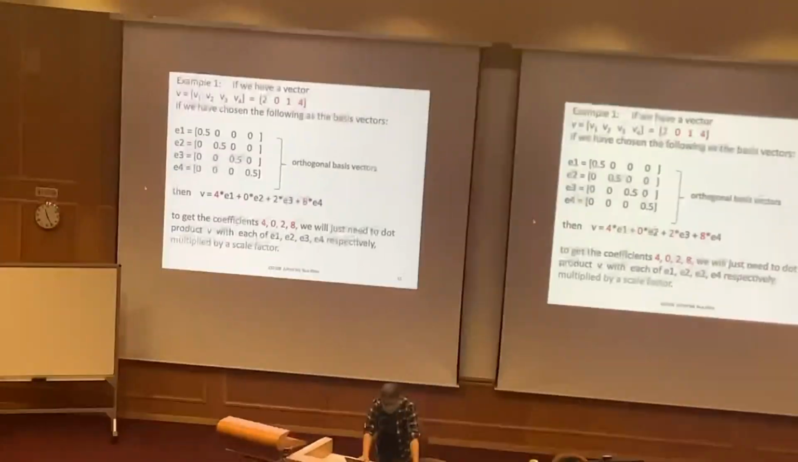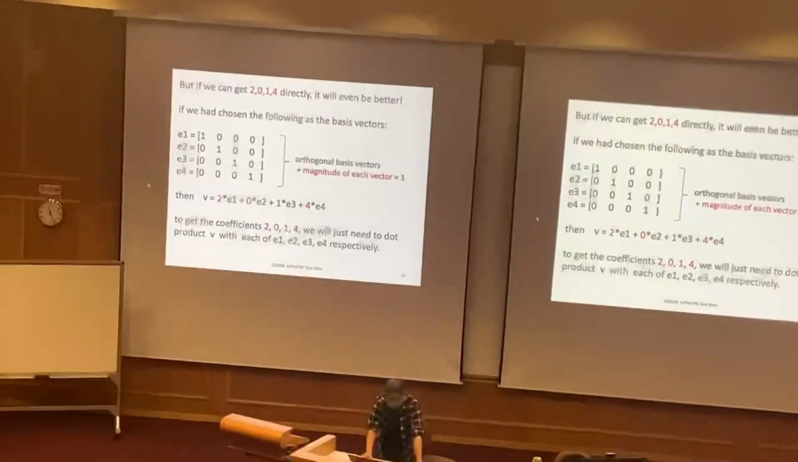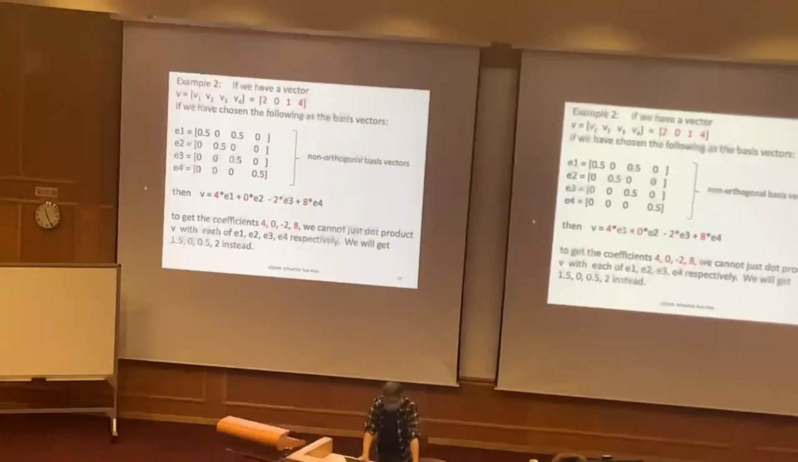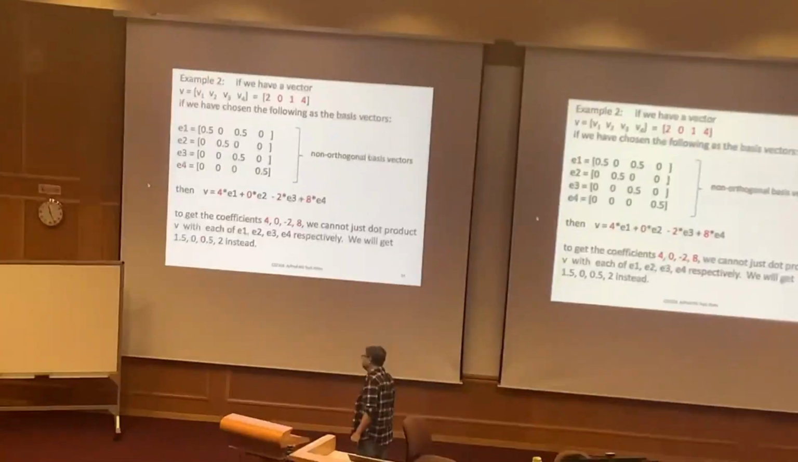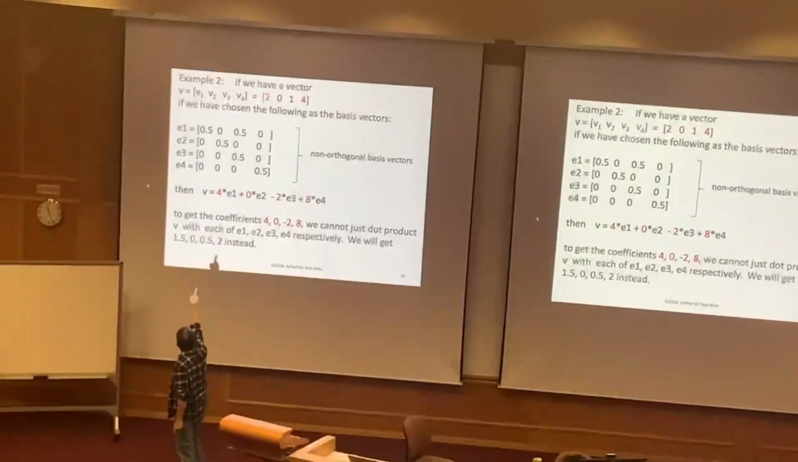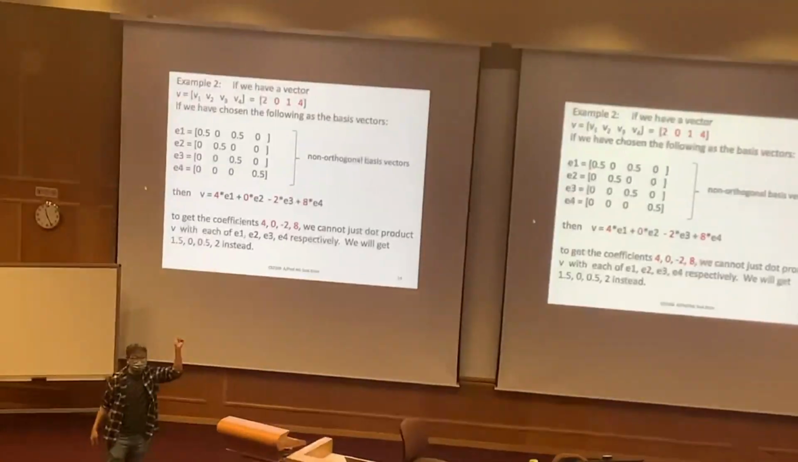We look at a case when it is not orthogonal. These four vectors, E1, E2, E3, E4, are not orthogonal to each other.